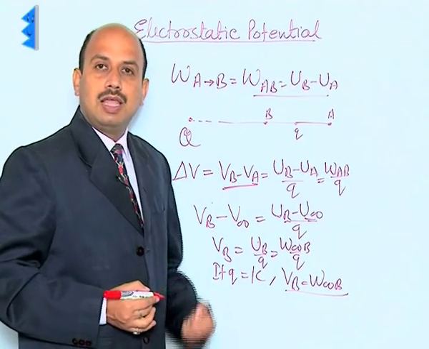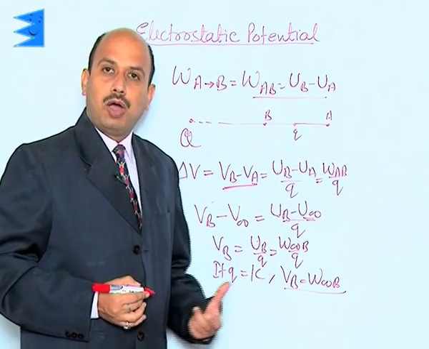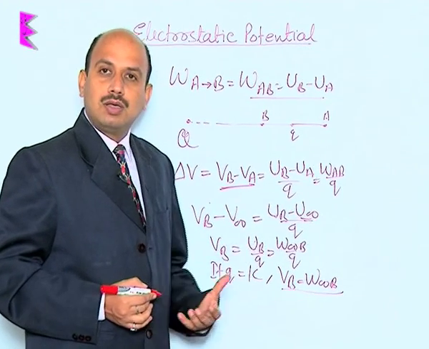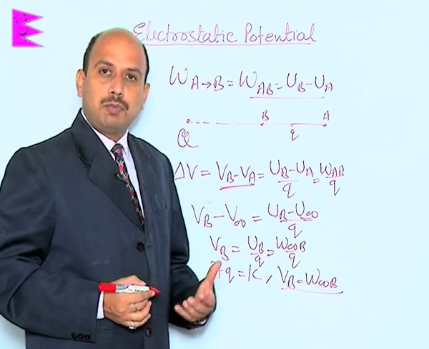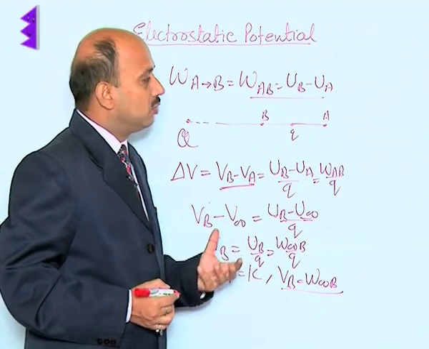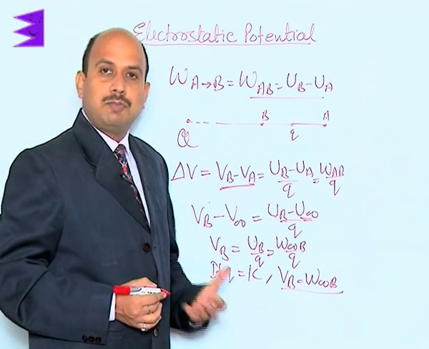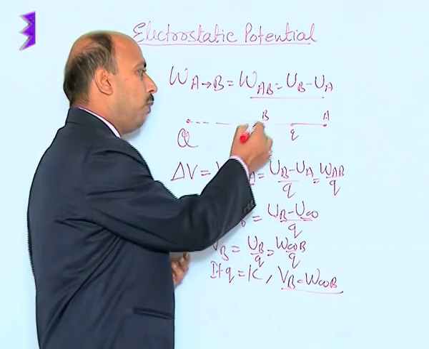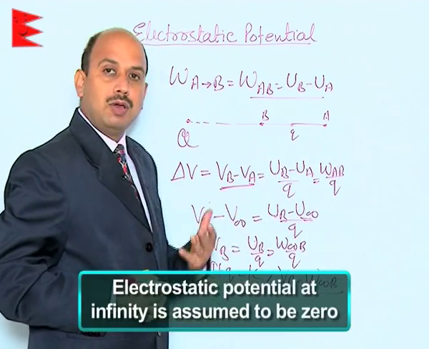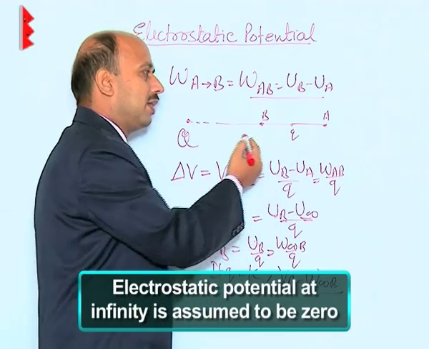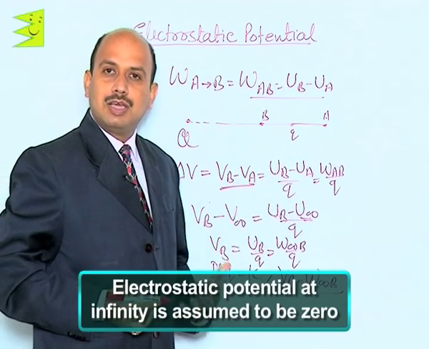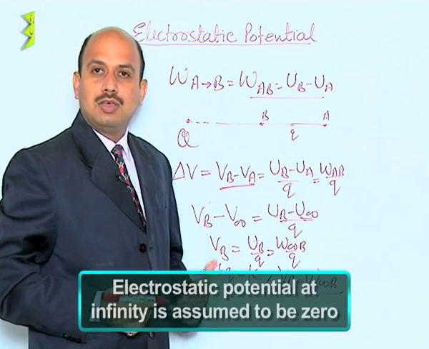That means electrostatic potential at any point in the electric field is defined as the work done required to move unit positive charge from infinity to that point. So, that is actually electrostatic potential. So, if you are bringing the charge from infinity to the point B, then you are taking the potential at point B, and when you are bringing the charge from A to B in the electric field, then we take the potential difference between the 2 points. At infinity, we assume electrostatic potential is 0.